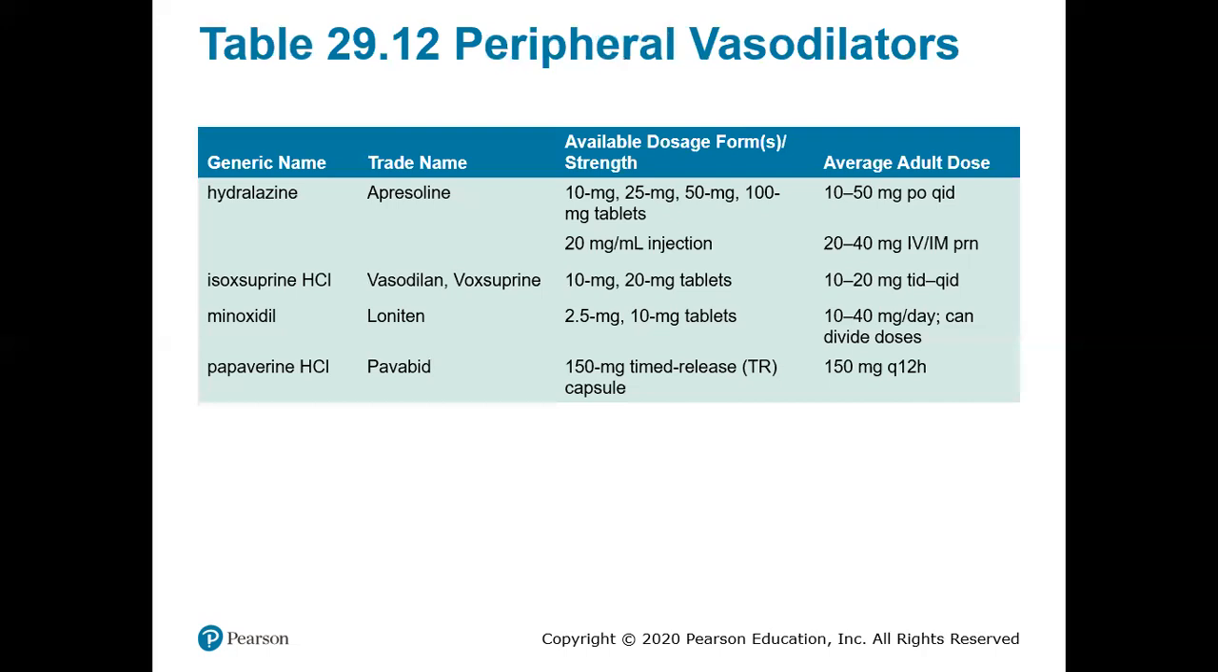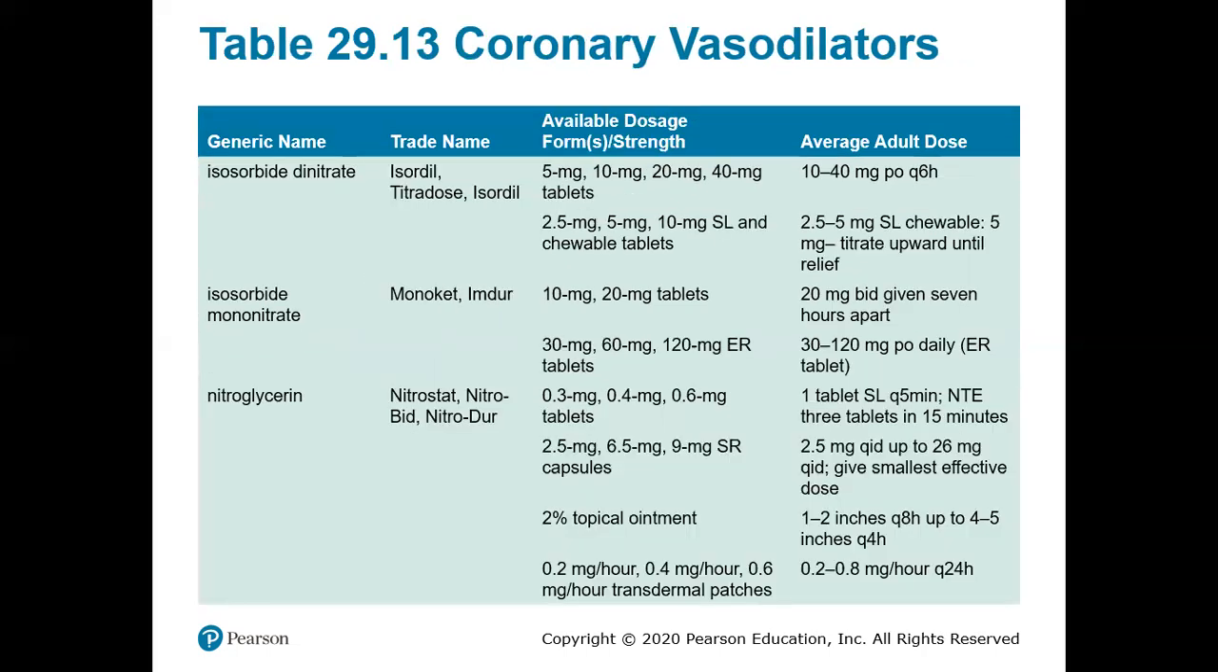Table 29.12 is on page 475. It details peripheral vasodilators. Table 29.13 details coronary vasodilators. This is on page 476.